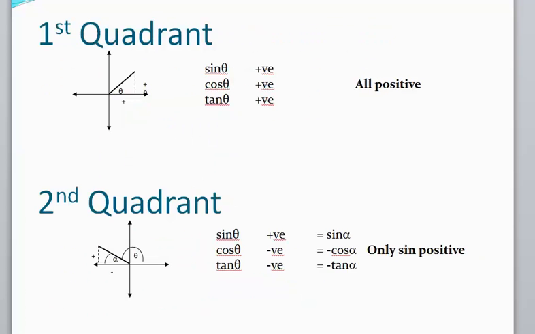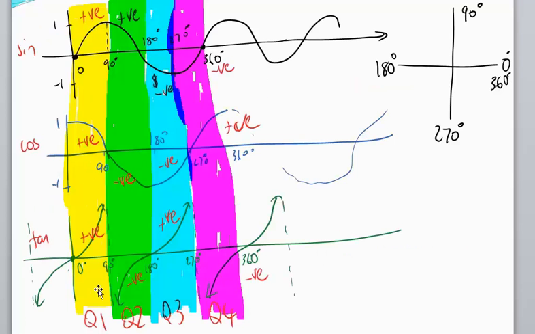So if we look at our first quadrant, as we said before, all three were positive. Our second quadrant, we only have sine that's positive. Cosine and tangent are negative. Our third quadrant, sine and cosine are negative, and tangent is positive. And our fourth quadrant, sine and tangent are negative, and our cosine is positive.